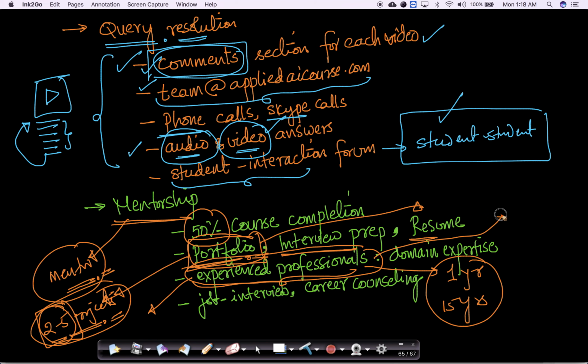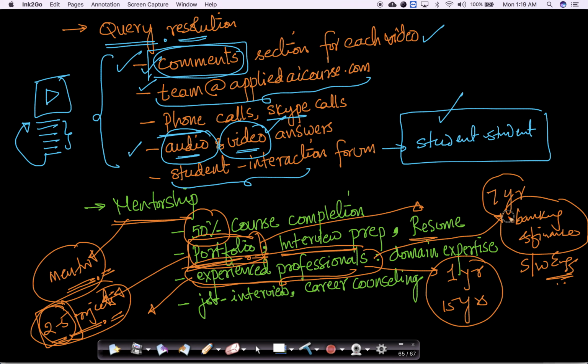Imagine if we have a student who is an experienced professional, let's say with 7 years or 10 years of experience, and let's assume the person has worked in banking and finance, as a software engineer or as a software tester, either working for a banking or finance company directly, like Wells Fargo, or a client through a services company. This person already has a lot of domain expertise in banking and finance.